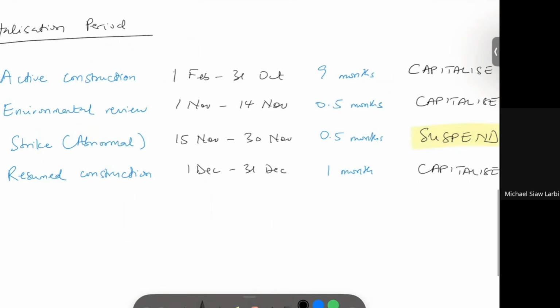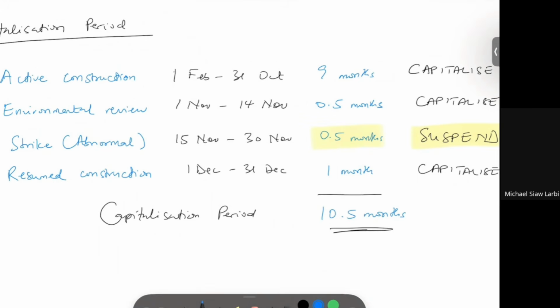So what that effectively means is that if we are looking at the capitalization period, it is everything except the 0.5 months we are suspending due to the strike action. So it's 9 plus 1, which is 10, plus 0.5, which is 10.5. So we have 10.5 months for capitalization purposes. Take note of this, right? So we found the capitalization period.